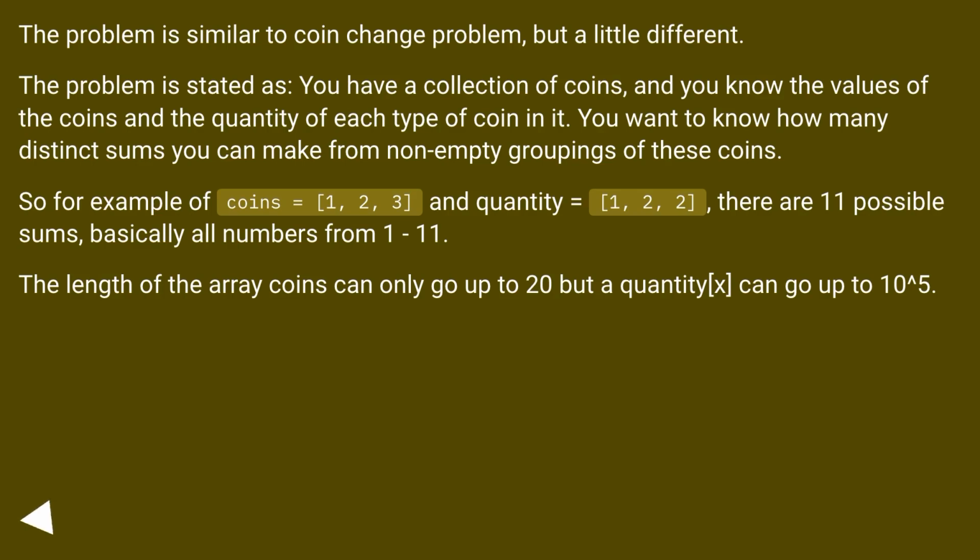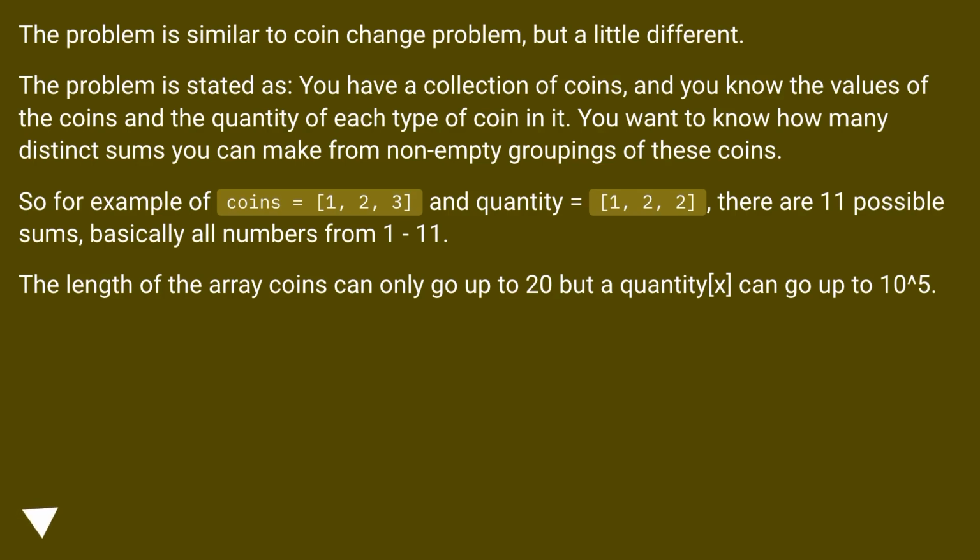The problem is stated as: you have a collection of coins, and you know the values of the coins and the quantity of each type of coin in it. You want to know how many distinct sums you can make from non-empty groupings of these coins. For example, with coins equals 1, 2, 3, and quantity equals 1, 2, 2, there are 11 possible sums, basically all numbers from 1 to 11.